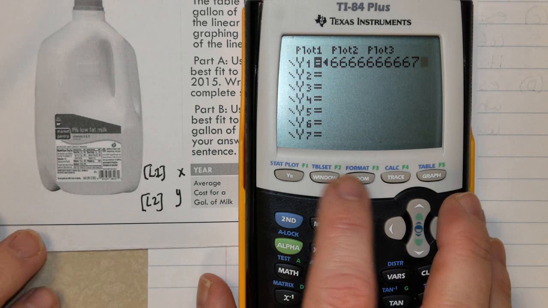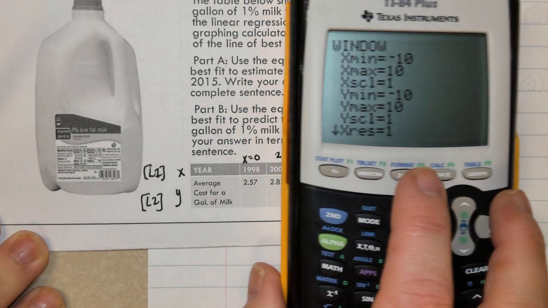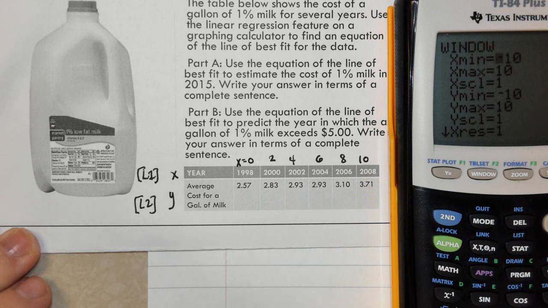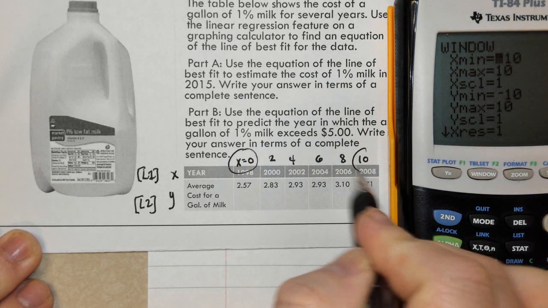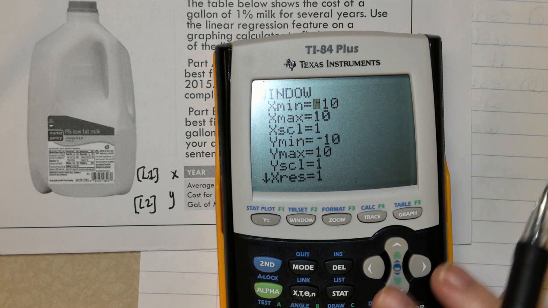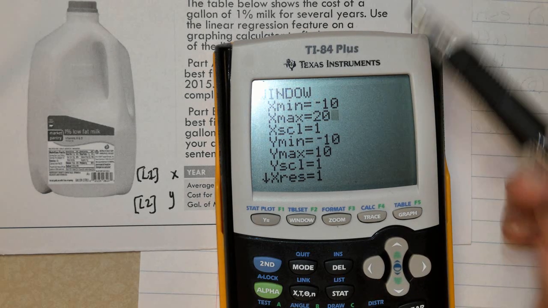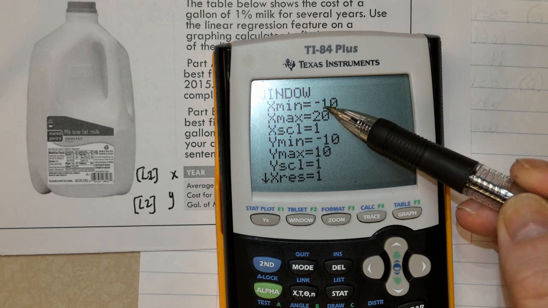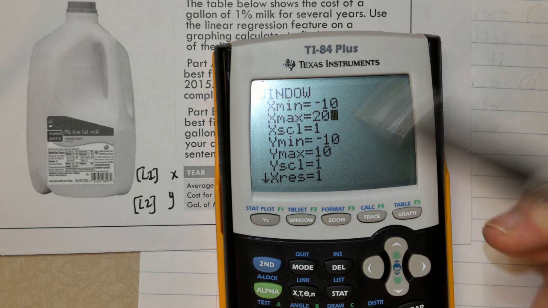Okay, so before we go ahead and look at it, let's look at our numbers. We're going from 0 to 10. 0 to 10. Okay, so this is below 0. And this is above 10. Okay, so 0 to 10 is within this range.